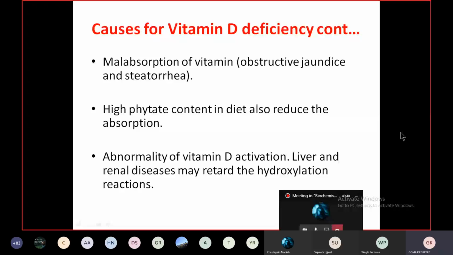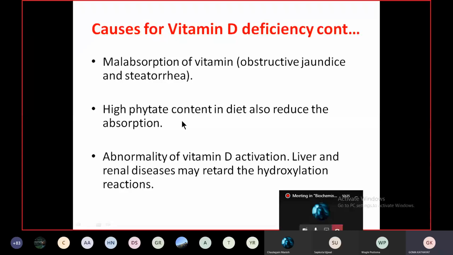Similarly, in steatorrhea, it is a condition where there is excretion of an excessive amount of fat in the stool. In that case also, because of the inability to absorb the fat and the fat soluble vitamin, there is deficiency of vitamin D. These are malabsorption syndromes. Similarly, a high phytate content in the diet also reduces the absorption. Phytate is present in the nuts, in the grains. If there is a high amount, then that also reduces vitamin D absorption.